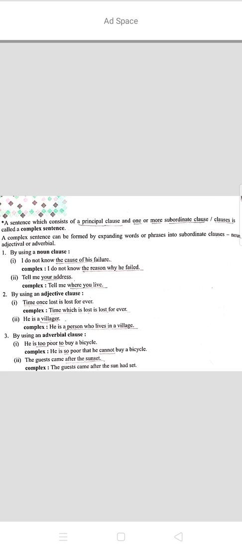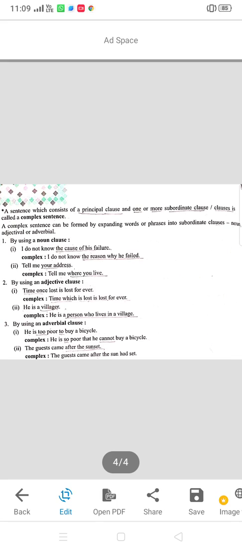By using an adjective clause, what is it? "Time once lost is lost forever." Here you can say "Time which is lost is lost forever." Right? Similarly, by using the adverbial clause, adverbial means what? Which tells us about the adverb. "He is too poor to buy a bicycle." When you are converting into complex, it is "He is so poor that he cannot buy a bicycle."